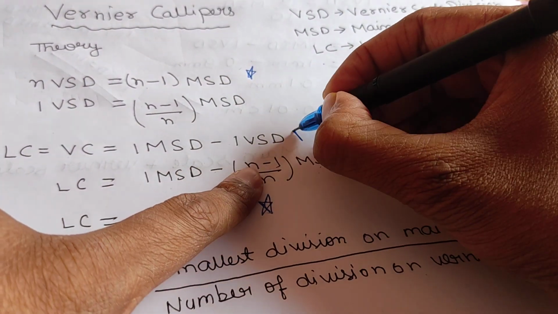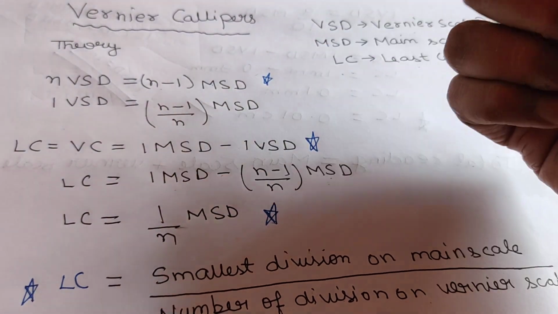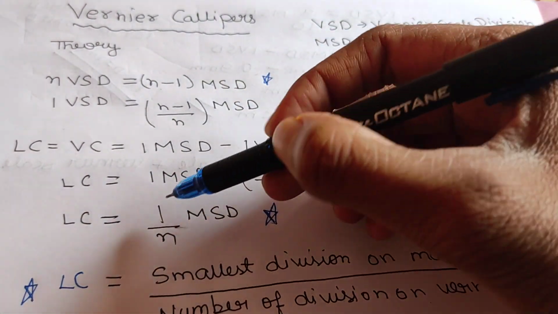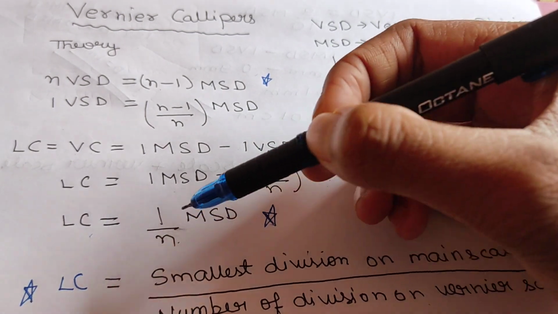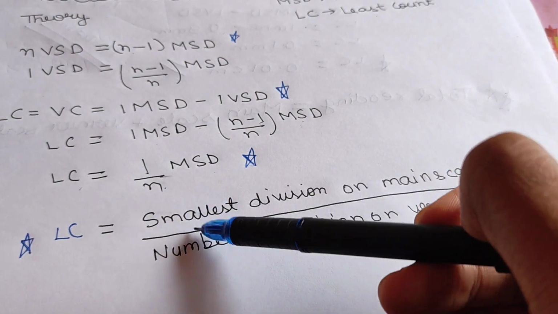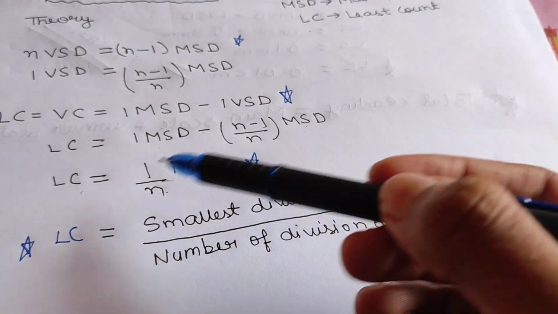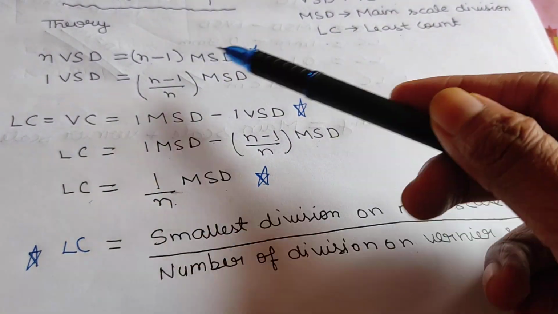This is also a very important formula. You should remember this, and when you solve it, the least count becomes 1 by n MSD. Here n is the number of divisions on the Vernier scale, and MSD is the smallest division on the main scale. So that is the least count. You should remember these four terms.